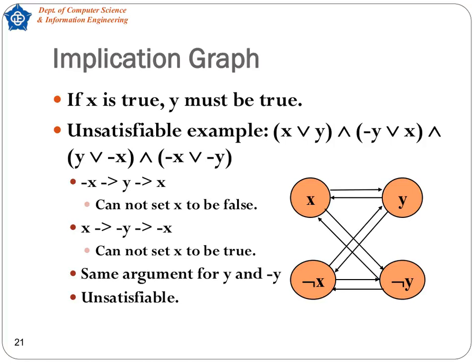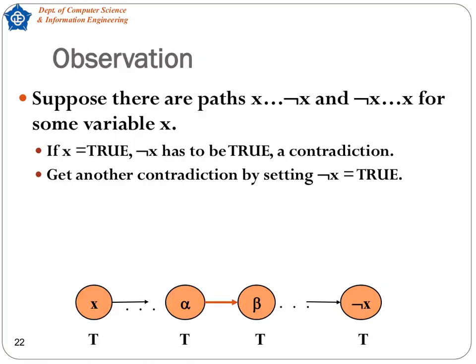On the right, you see 4 nodes, x, y, not x, and not y, connected by directed edges for each implication. Whenever a variable and its negation can reach each other in this graph, it flags the unsatisfiability at the heart of the formula. Building on that implication graph view, we make a key observation.